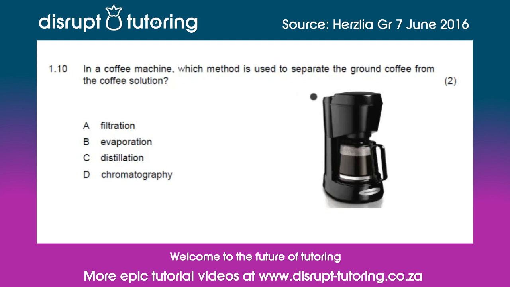Okay, and on the right hand of the screen, there's an image of a coffee machine to help us in our thinking. Okay, now let's have a look at the options that are here. There's A, filtration, B, evaporation, C, distillation, and D, chromatography. Now the answer to our question is actually A.